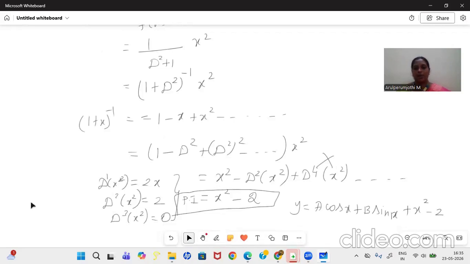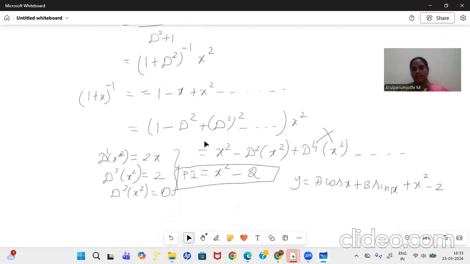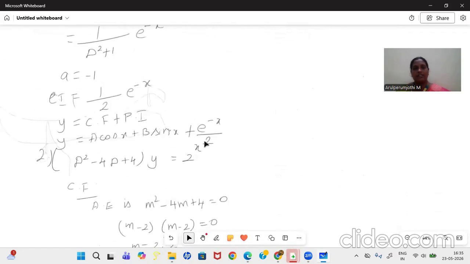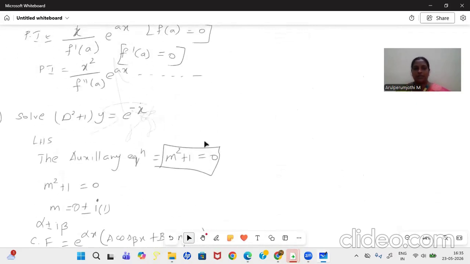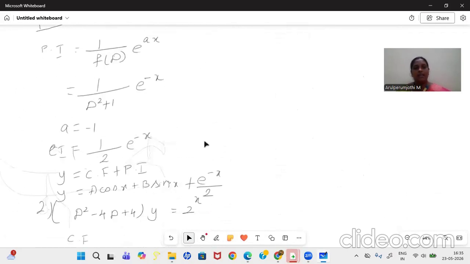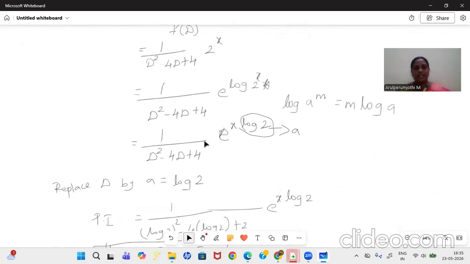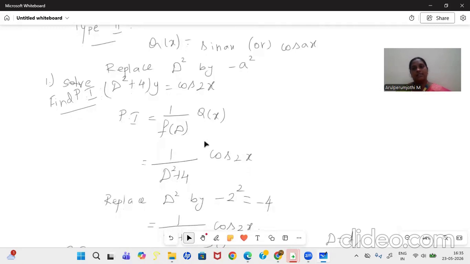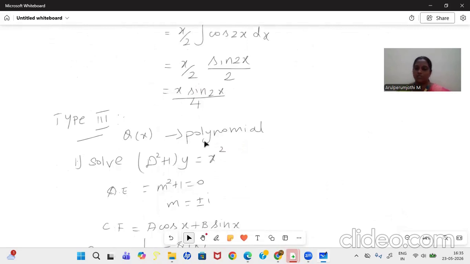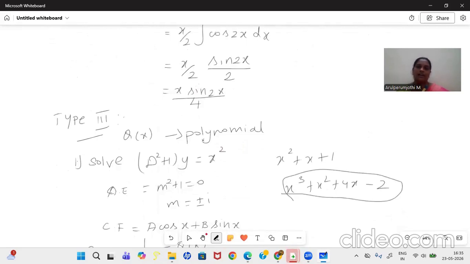So these are the 3 important types to find the particular integral for constant coefficients. What's your type 1? If the right hand side of the differential equation is e power ax form, then replace D by a. Similarly, the second type is if the right hand side is sin ax or cos ax, then replace D square by minus a square. And the third type is just a polynomial. This polynomial may be x square plus x plus 1, and also x cube plus x square plus 4x minus 2. These types of polynomials occur on the right hand side.